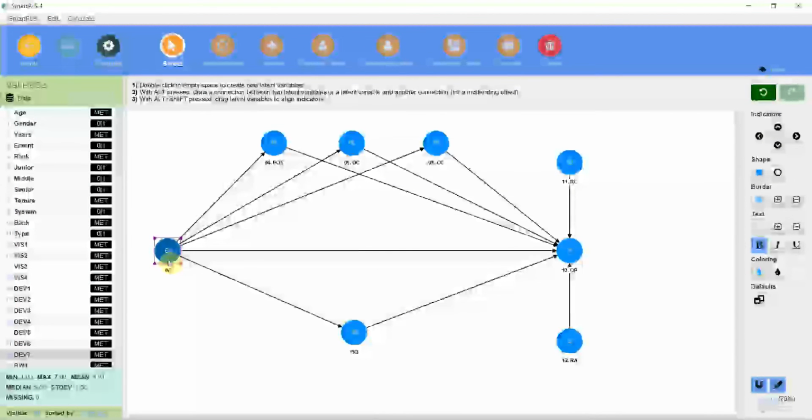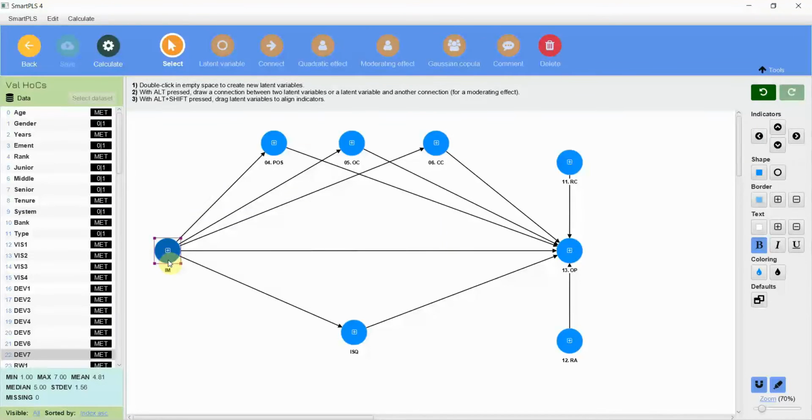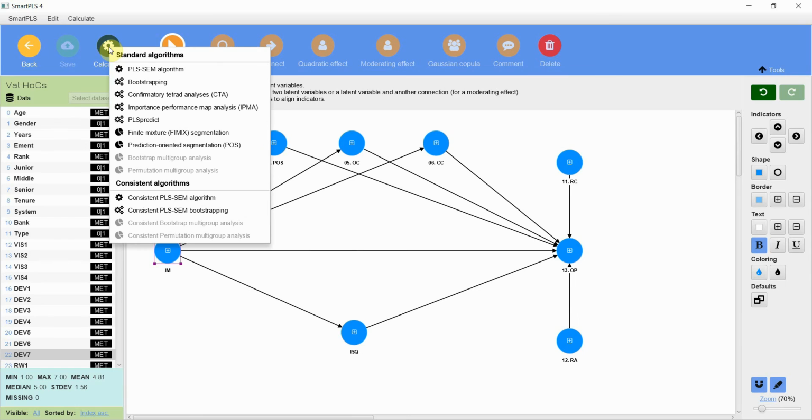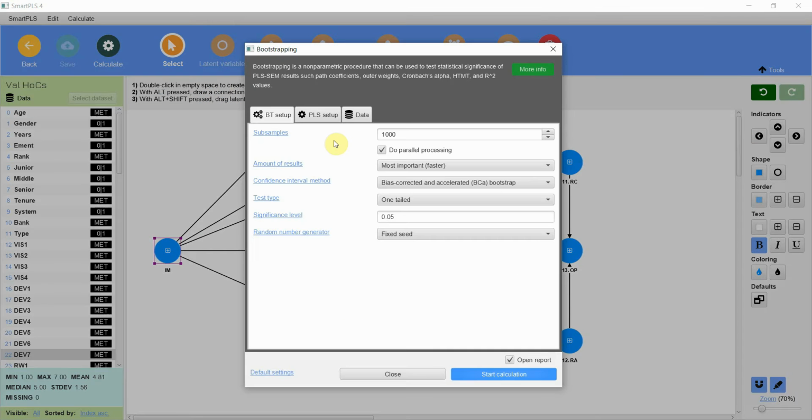Now that we have assessed the measurement model both at lower and higher level, and we have reported our results as well for reliability and validity, the next step is to test this model and to assess whether our hypothesis or the proposed relationships are significant or not. In order to do so, we are going to use the same procedure that we have been using in the other videos as well. There's no change. You just have to go to calculate and press bootstrapping.